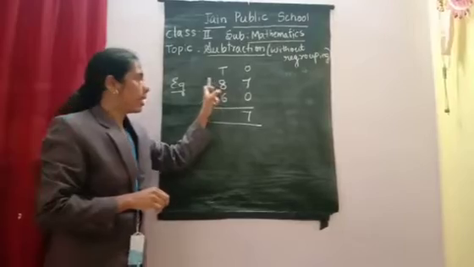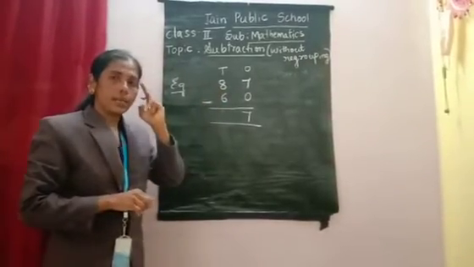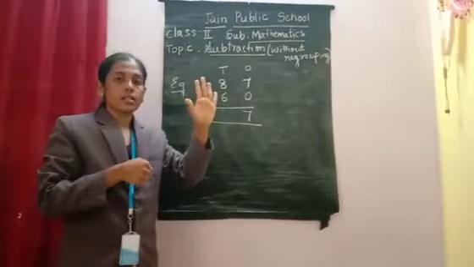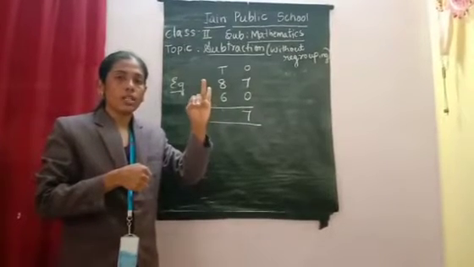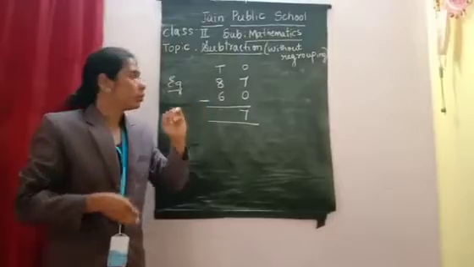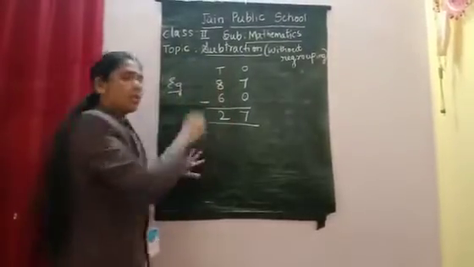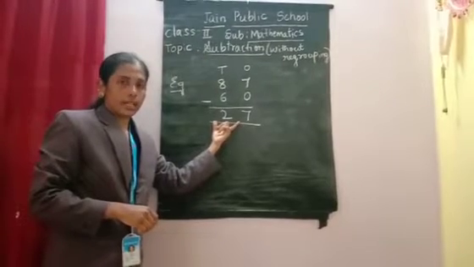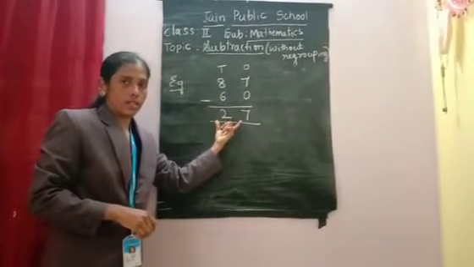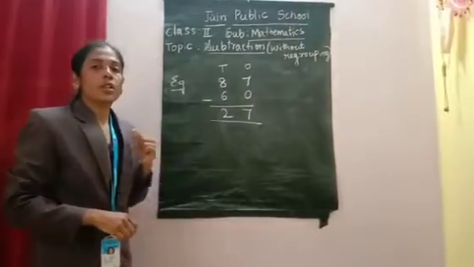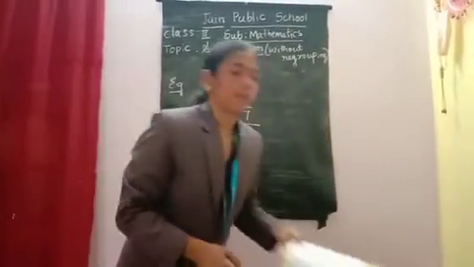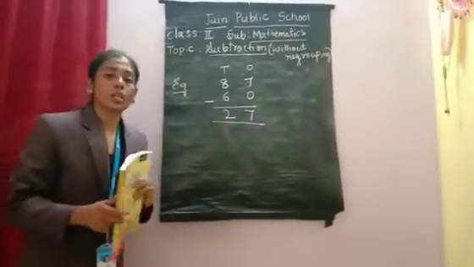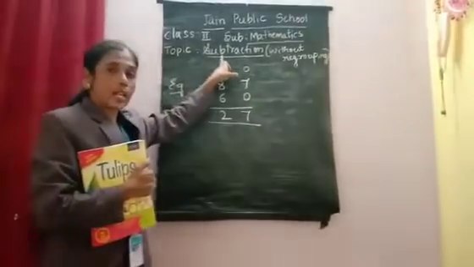Come to the tens place. 8 is the bigger number, so 8 in mind, 6 on the finger. 8 before: 7, 6, 5, 4, 3, 2. What is the answer? 2 is your answer. What is the difference of this? 27 is the difference. 27 is the answer. Understood? Like this we have to solve the sums. Understood children? Next we should move forward.